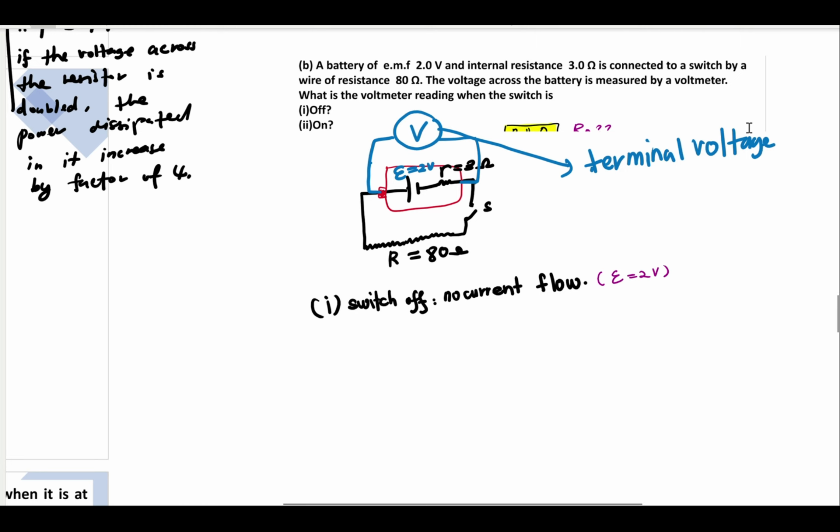The EMF has been given as how much? 2 volt. Okay, 2 volt. So the voltage across the battery is measured by a voltmeter. This is the battery from earlier. So we measure the voltage across the battery, connected to a voltmeter, for example. It means it is the terminal voltage.